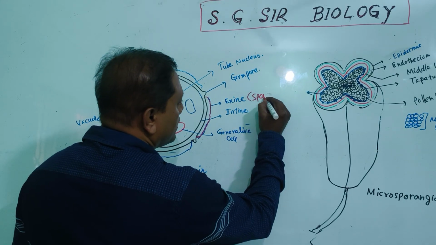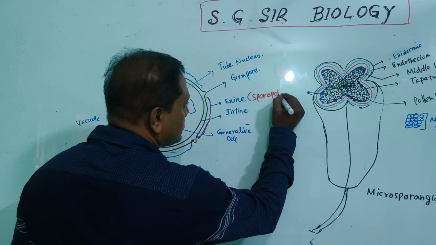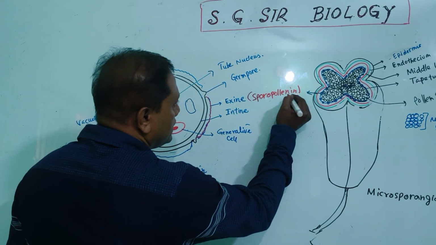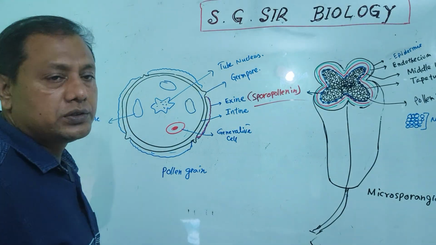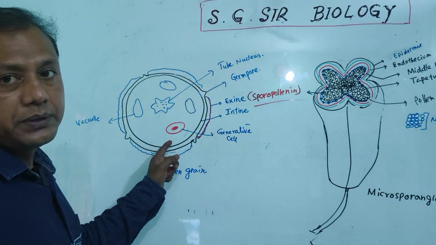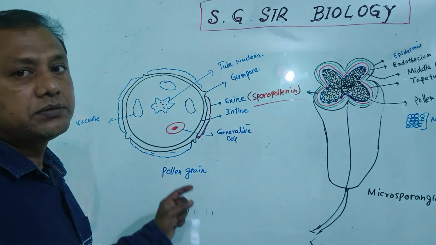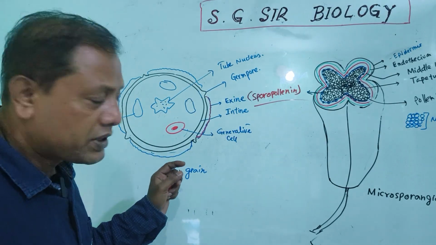Exine is made up of sporopollenin. It is the hardest substance ever found. That is why it is very, very difficult to degrade, and that is why the pollen grain stays viable for a long period of time.